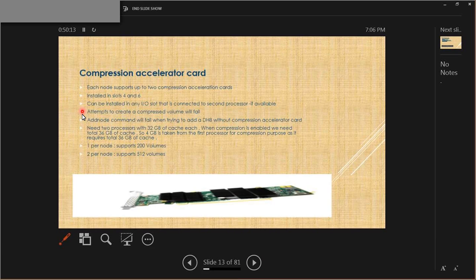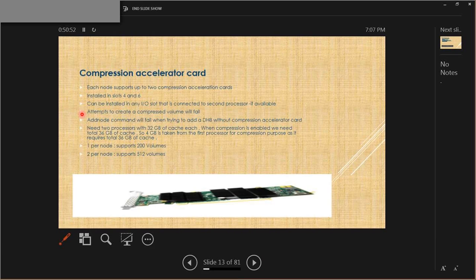And there is one more condition. Suppose you have a single IO group with a single node with a compression accelerator card, and you want to add another node. Definitely you will add another node to a single IO group, for redundancy purposes. If you try to add another node without a compression accelerator card, it will not allow you to do that. If you have a compression accelerator card on one node, you are supposed to have one on the other node as well. If you don't have it, you will not be able to add it. And there is a technical reason behind it that we will definitely discuss.